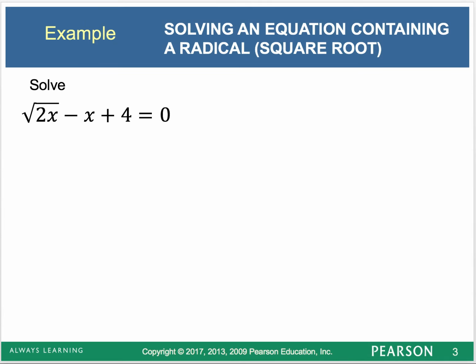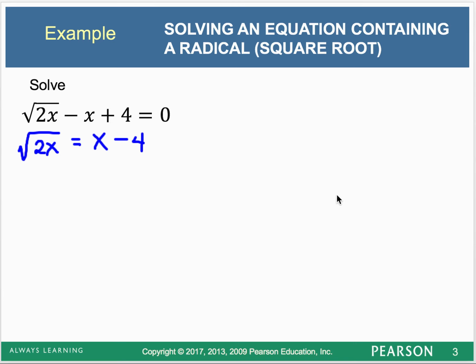Okay, let's try it again. Okay, it's a radical equation. To solve a radical equation, I have to isolate the radical. That means I need to add x to both sides. So square root of 2x, I'm going to leave this by itself. So I'm going to add x, and I'm going to subtract 4 from both sides.